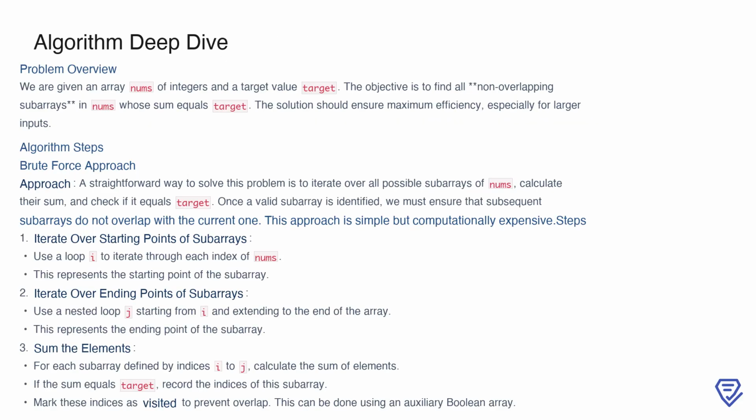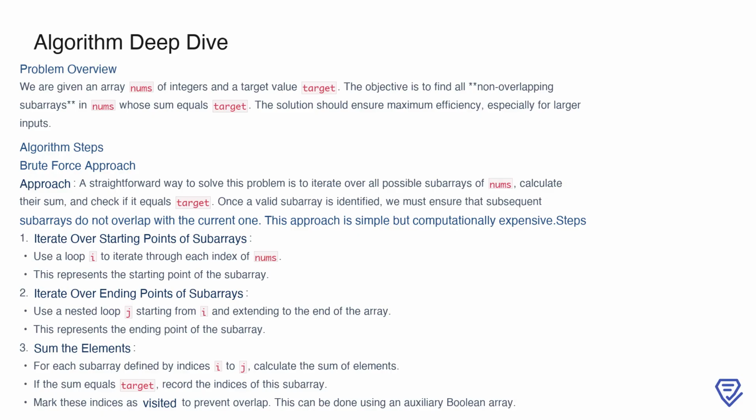Here, we are tasked with finding all non-overlapping subarrays in a given array nums that sum up to a target value target. The goal is to maximize efficiency while ensuring that no two subarrays overlap. To begin, we can consider a brute force approach. This involves examining every possible subarray within nums, calculating their sum, and checking if it matches the target. If a valid subarray is found, we must ensure that its indices are excluded from consideration for any subsequent subarrays.